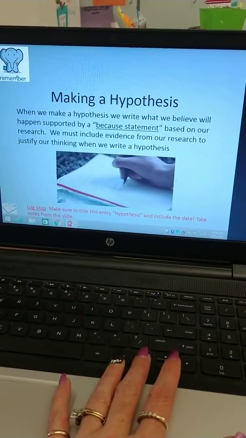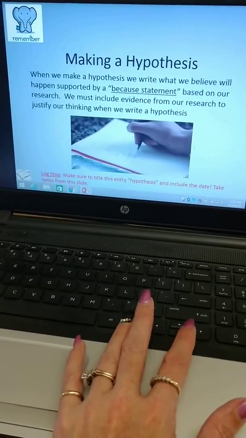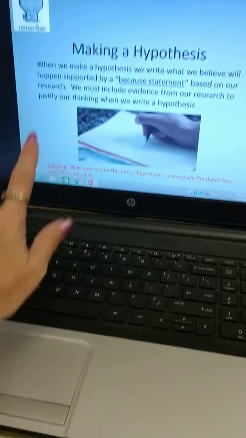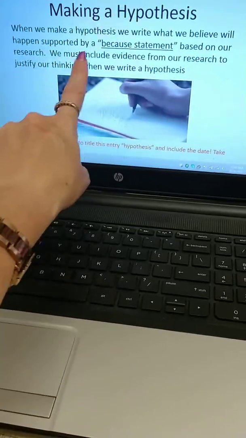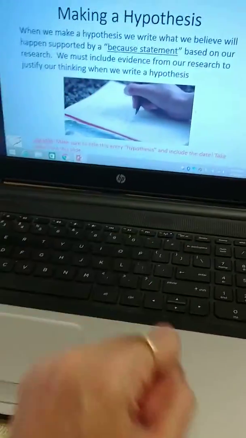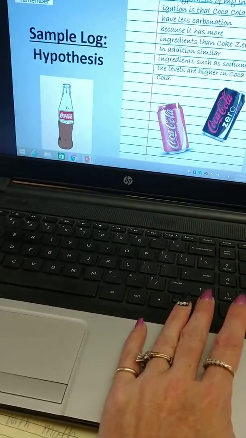Here we are for hypothesis. We talked about a hypothesis is what we believe will happen, supported by a because statement based on your research, and they were able to take notes with regard to that.